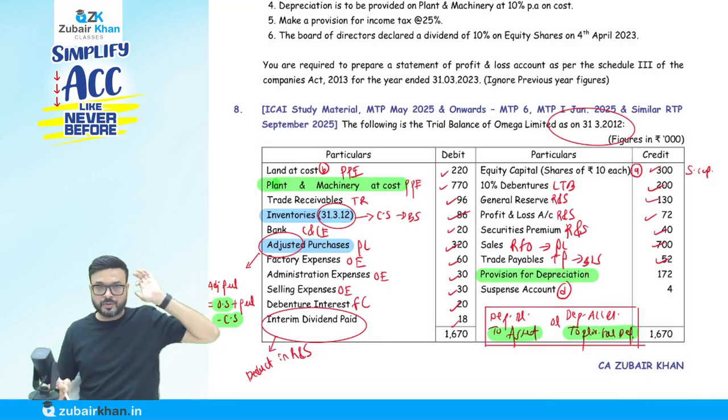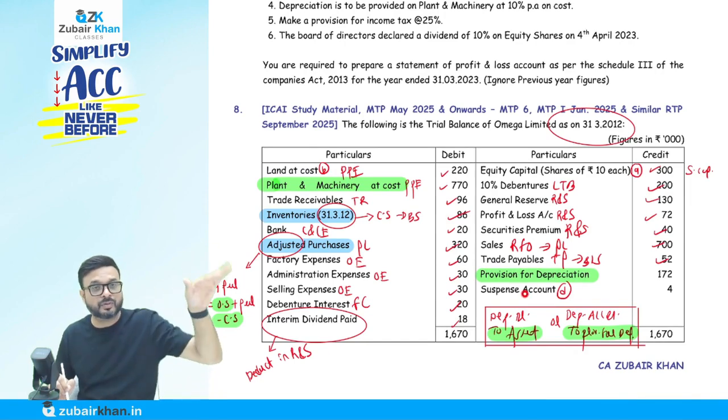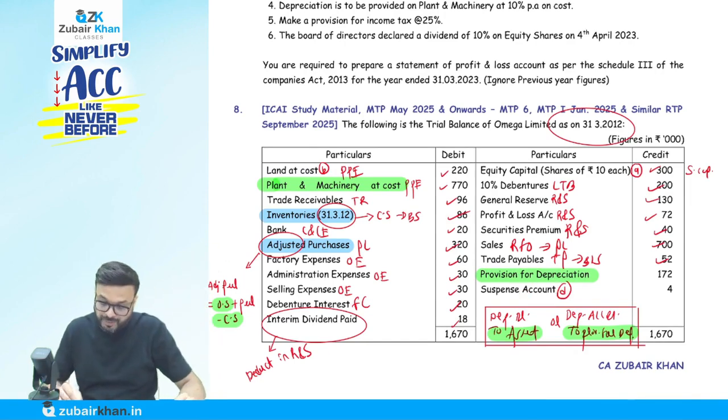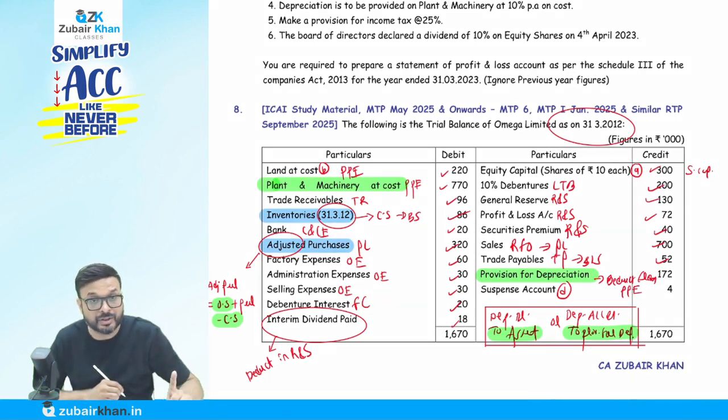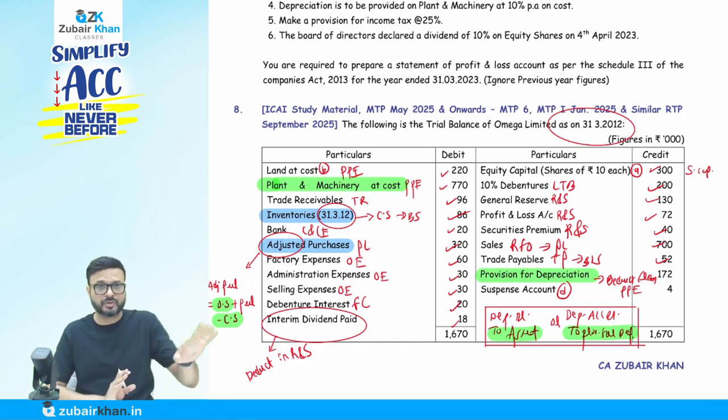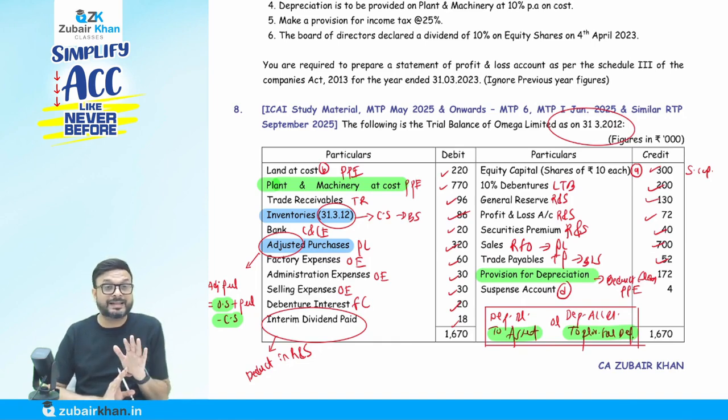We don't show this provision as a short-term provision or any other provision on the liability side. Basically, this provision we deduct from PPE. We don't show this provision for depreciation under short-term provision or any other provision on the liability side. But what we do is show this provision for depreciation as a deduction from PPE. Let me tell you the logic. Some of you may say, sir, we have prepared so many provisions; provision for tax, you write it down under short-term provision.